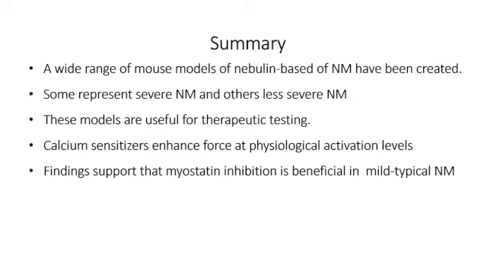So then a summary is that currently in the community, there's a wide range of mouse models of Nemaline myopathy available. Some represent severe Nemaline myopathy, the exon 55 model as originally made in the mouse, but that has to be restudied in the humanized mouse model that Hernan and Jim have made. But others are typical or mild forms of Nemaline myopathy. And these models are useful for therapeutic testing.